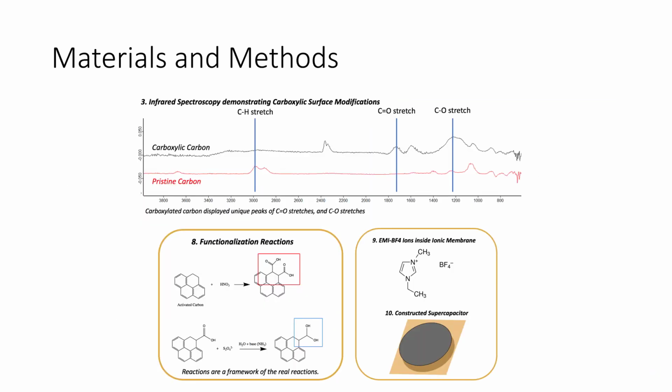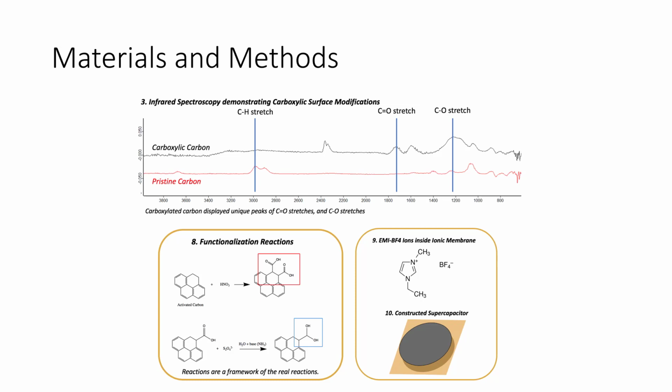In order to conduct the experiment, I needed to first make a supercapacitor, and there were three main steps to this. The first was to deposit the two functional groups onto commercially purchased YP50 activated carbon. After functionalization, an infrared spectroscopy scan validated the presence of the carboxyl groups. In this example, the presence of CO bonds and COO bonds indicates the presence of carboxyls after functionalization.